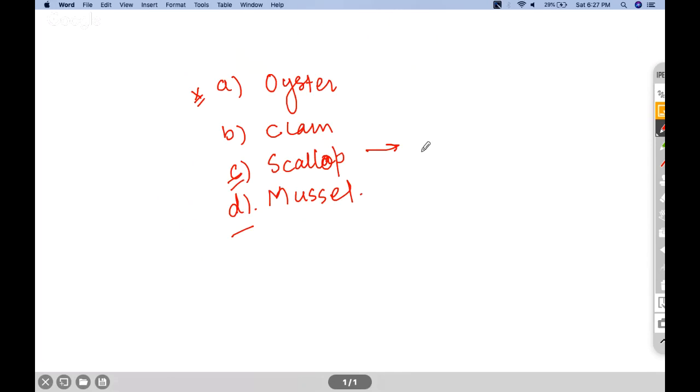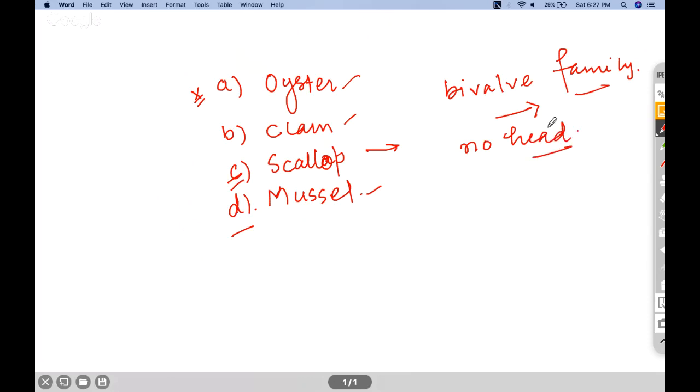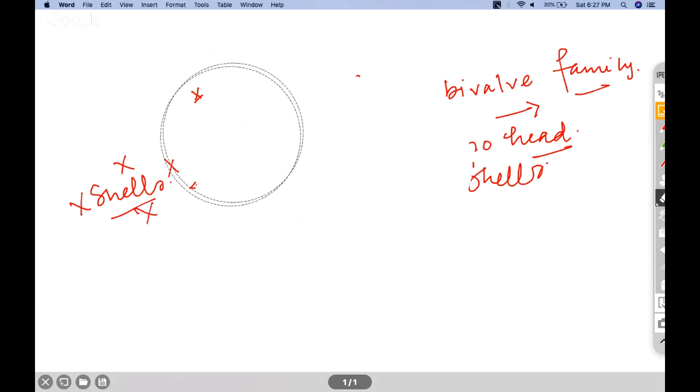They don't stay in shells. All others stay in shells. So oyster, clam, and mussel are from the bivalve family of organisms. What is the bivalve family? The bivalve family, first, does not have a head and they stay in shells of some kind. Only scallop doesn't stay in shells. So no shells here. That's why this is the odd one out.